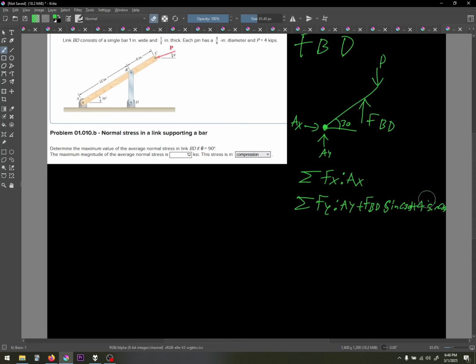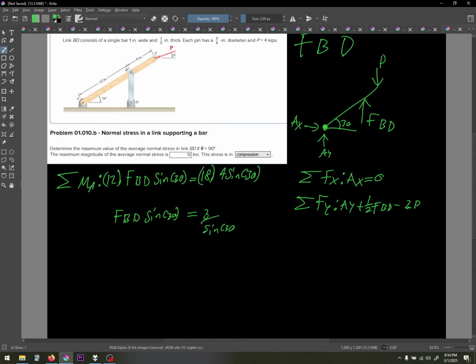So now we know that 12 F_BD sine of 30 is equal to 36. Now let's divide this by 12. 36 divided by 12 is 3. And then let's divide this by sine of 30. F_BD equals 6.